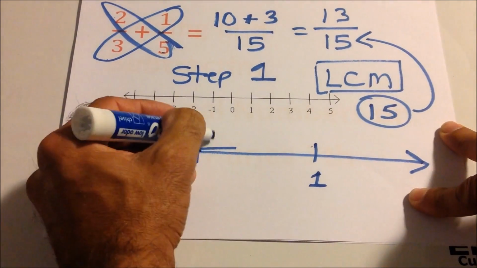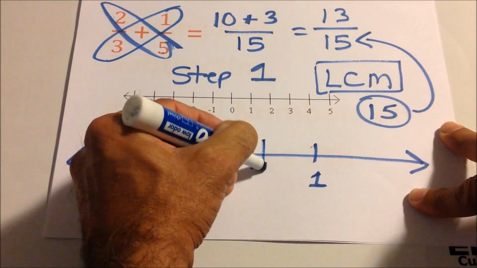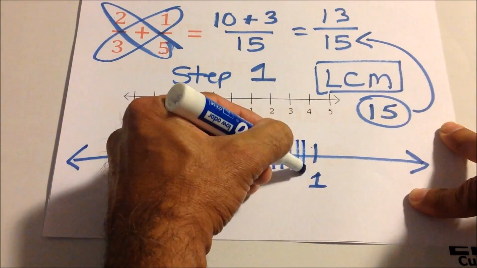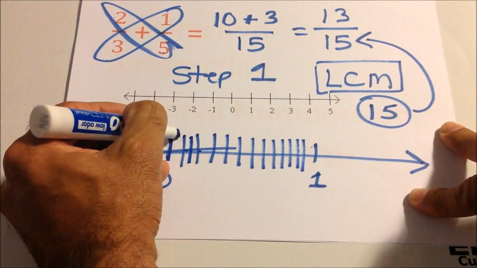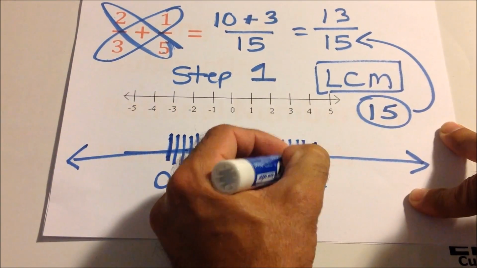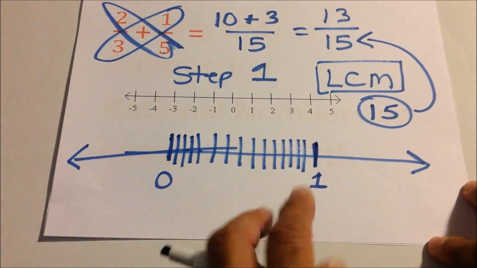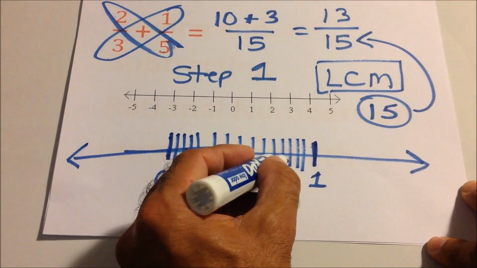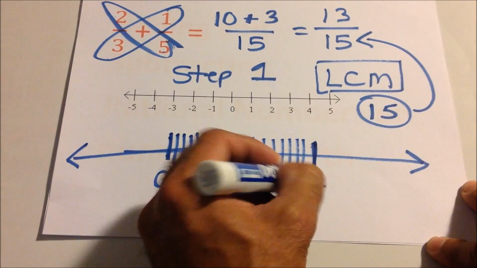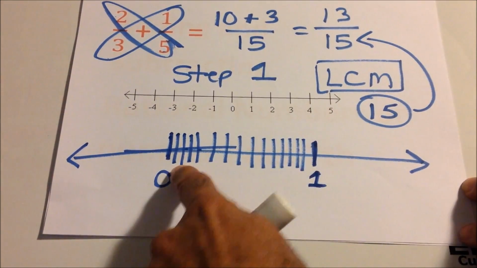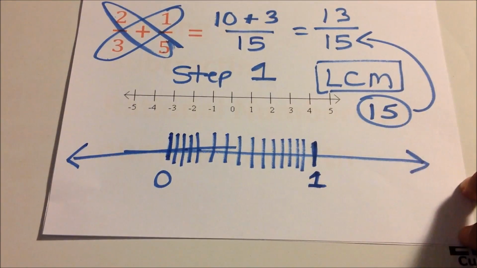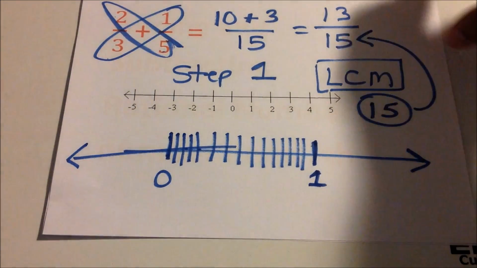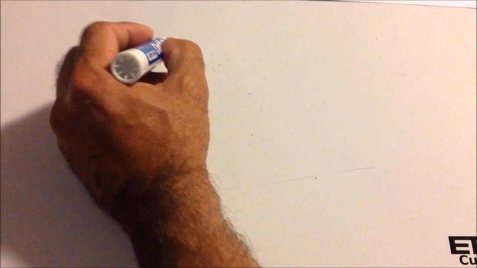So we have 1, 2, 3, 4, 5, 6, 7, 8, 9, 10, 11, 12, 13, 14, and the 1 will be the 15th line. So double check that again. 1, 2, 3, 4, 5, 6, 7, 8, 9, 10, 11, 12, 13, 14, and the 1 will be the 15th line. And you do that for each number. Okay, so that was step 1. So let's do step 2 now.